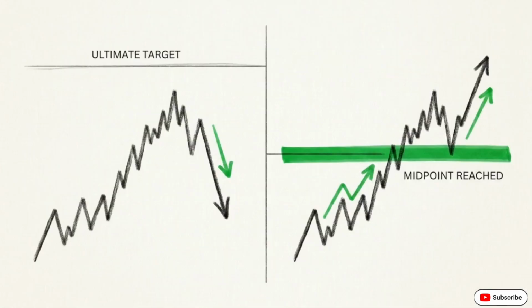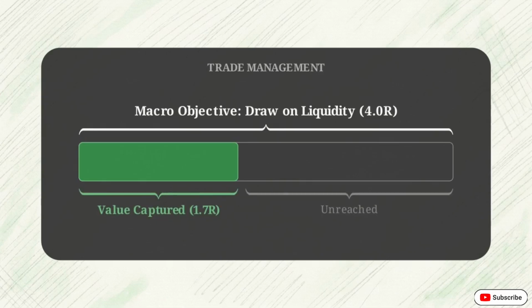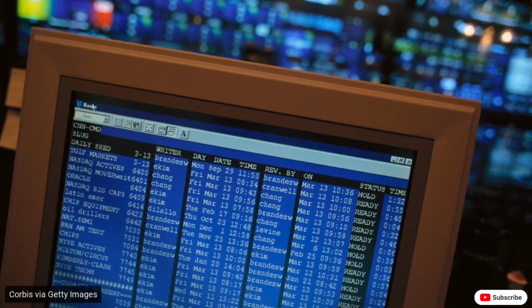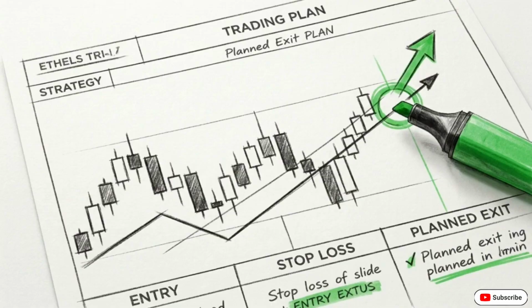Even though the final daily target was missed, securing the initial 1.7R ensures the overall trade remains profitable. The system is designed to capture value from the move even when the macro objective isn't fully reached. Professional trading relies on structured execution and risk rules rather than catching every pip. Success in these markets comes from aligning with the intent created by smart money and exiting according to the plan.